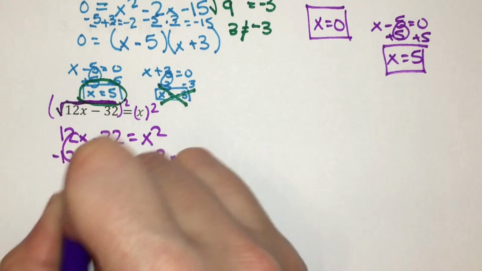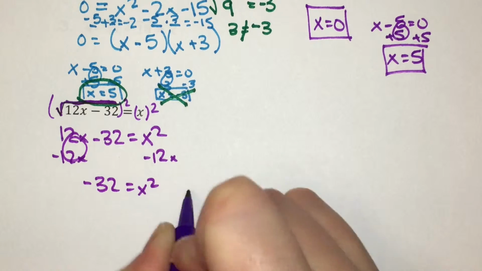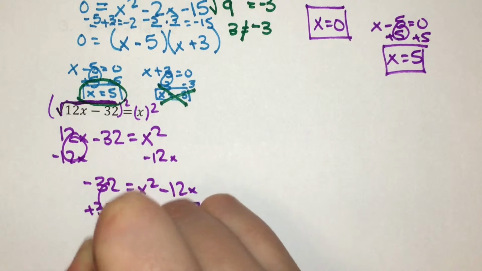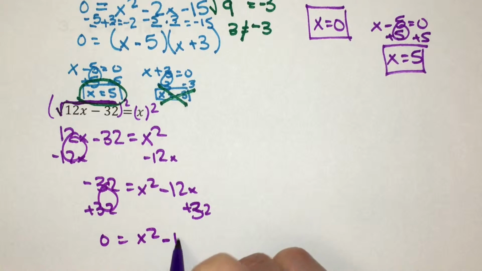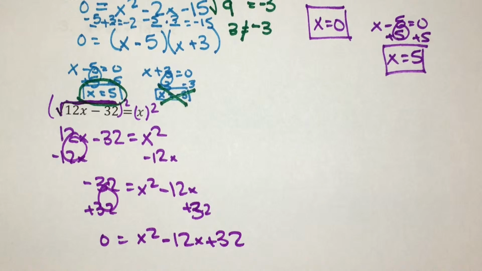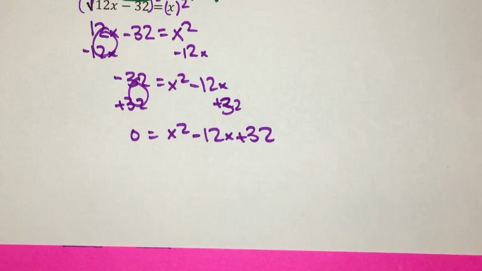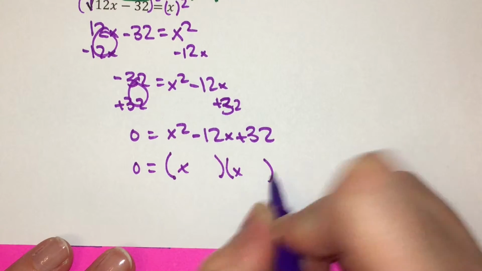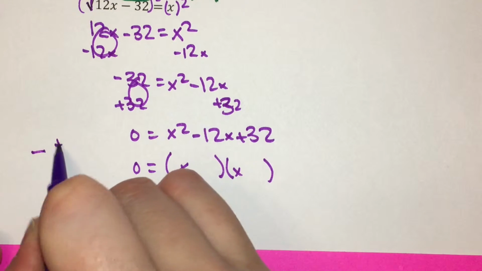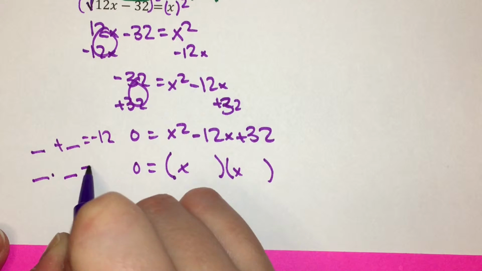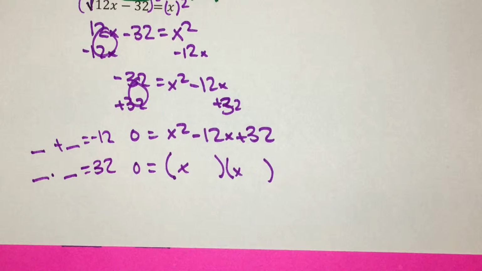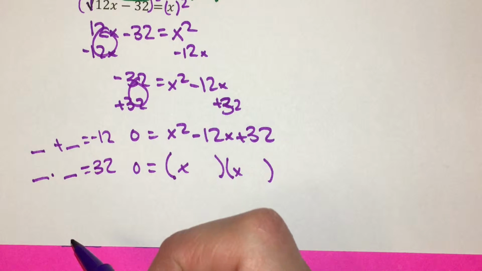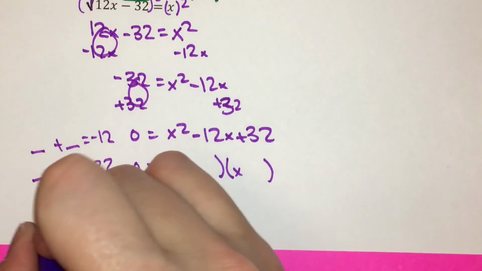Subtract 12x on both sides. Negative 32 equals x squared minus 12x. Add 32 to both sides. And we get x squared minus 12x plus 32. All right, so I need to factor this. I know I'm going to start with x, so I have to figure out what I can add together to equal negative 12 and multiply together to equal 32. They're both going to be negative, so I'm going to say negative 8 and negative 4.